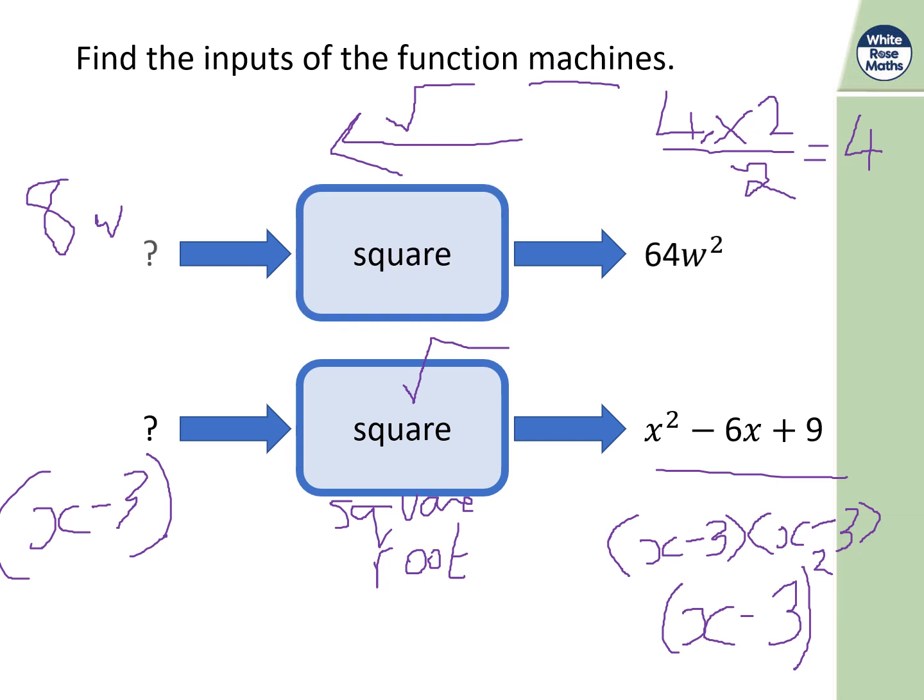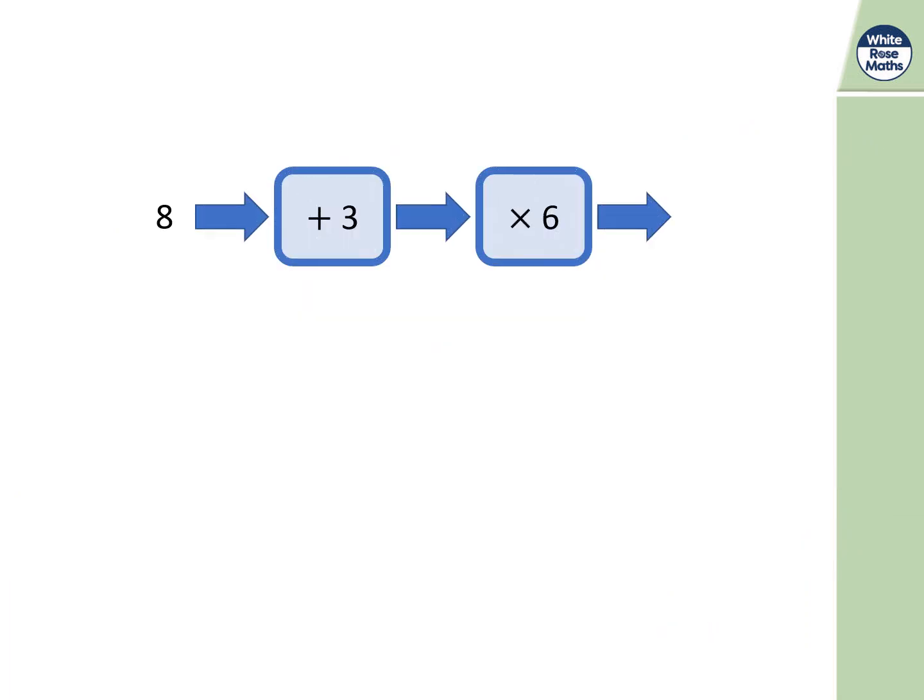Okay, so answers for these: square root w. Factorizing that, we get x minus 3. Okay, this one: 8 plus 3 is 11, and then 11 times 6, so the output is going to be 66.